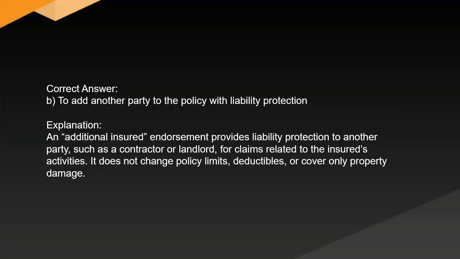Correct answer. B. To add another party to the policy with liability protection. Explanation. An additional insured endorsement provides liability protection to another party, such as a contractor or a landlord, for claims related to the insured's activities. It does not change policy limits, deductibles, or cover only property damage.